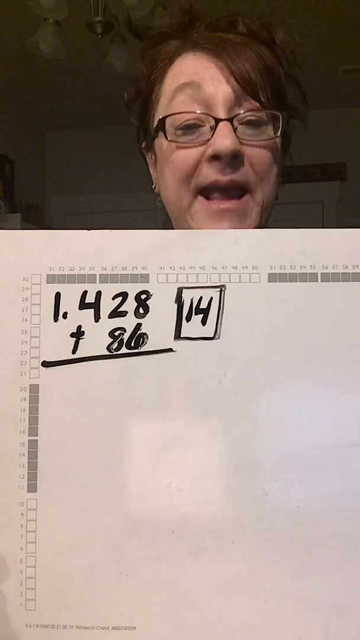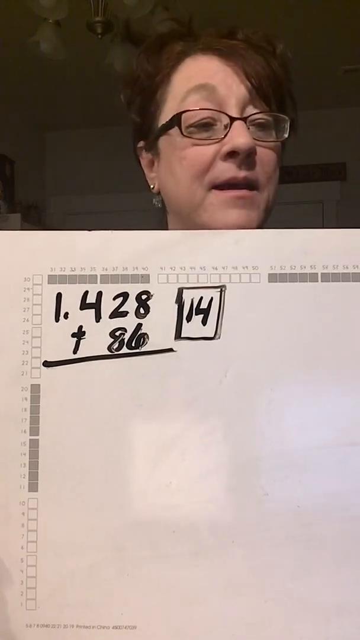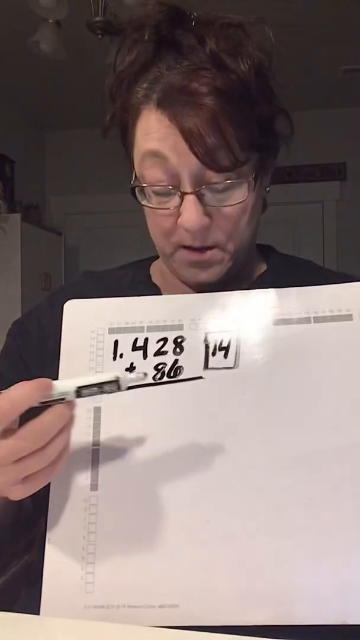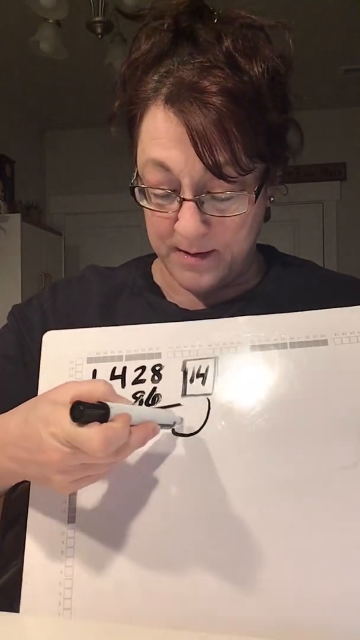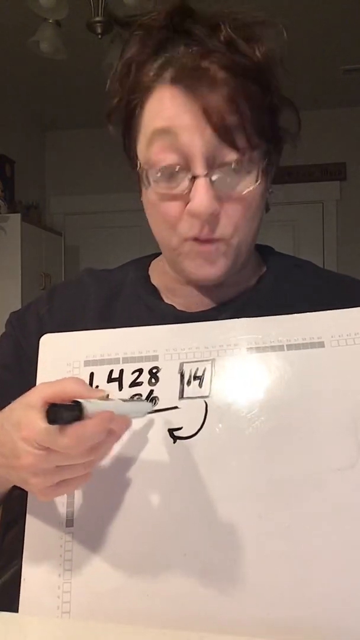Okay, so we know that 8 plus 6 is 14. Now remember what we do here. We look at the number that is in the ones place, which would be the 4. That 4, we are going to draw a little arrow over here, and the 4 is going to go there. So I put the 4 underneath the 8 and the 6.